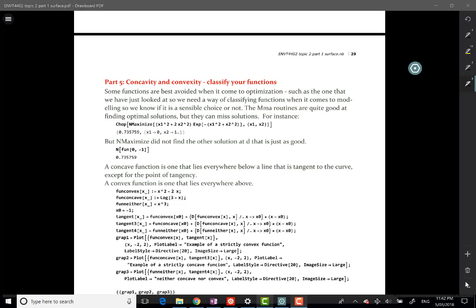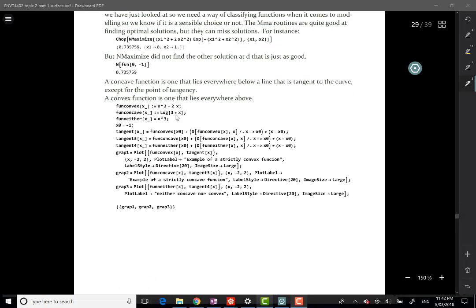So in part 4 we looked at some of the problems with really difficult functions and multiple stationary points. Part 5 we just have a brief discussion about how to classify functions using the concepts of concavity and convexity. And to do this we're going to use univariate functions, so the ones that are given here.